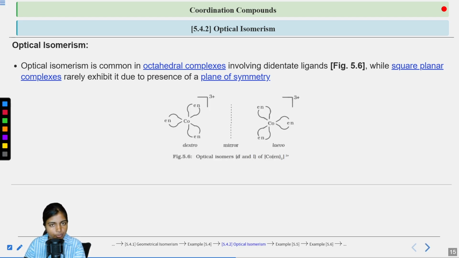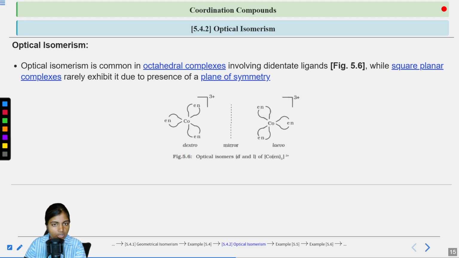you can see in the figure 5.6, optical isomers shown in the dextro and levo form for this complex, cobalt En whole thrice whole 3 positive. Cobalt is our central metal ion, and around it the 3 molecules of the En bidentate ligand are arranged. Okay, so it is involving the bidentate ligand. It is an octahedral complex.